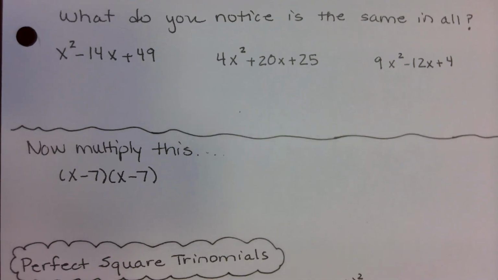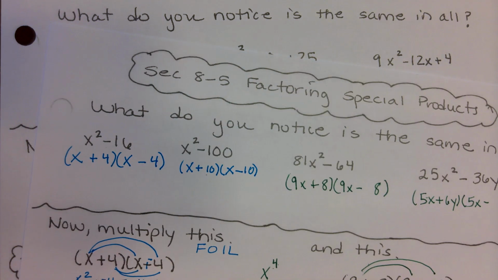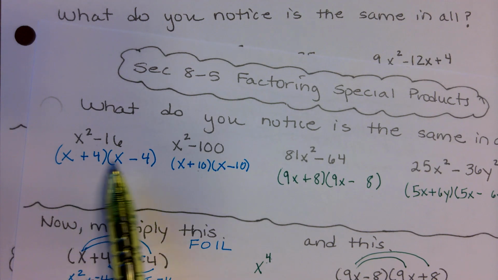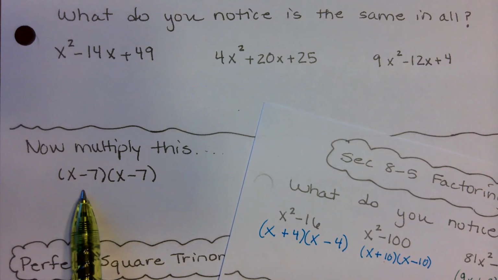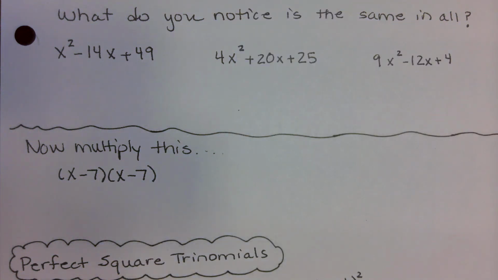First, I want you to notice, when you multiply x minus 7 times x minus 7, notice I'm going back to this for a second. This isn't the same. Okay, the difference of squares, we had one of each. So I'm not asking you to do the same thing you did when you multiplied these. These were one of each. These are the same. So can you multiply that, please?